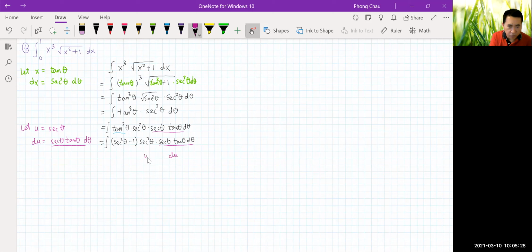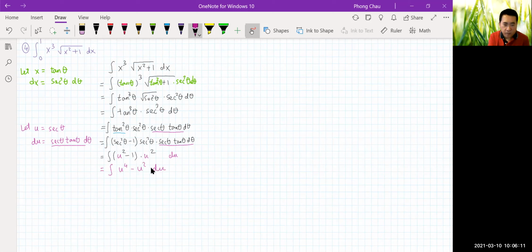Secant is u. So this becomes an integral of u squared minus 1 times u squared. Now we have a new variable, and that's okay. It's actually better, because we have a different integral and there's no more trick. I can multiply it out and integrate from here. Distributing, you have u to the 4th minus u squared du.